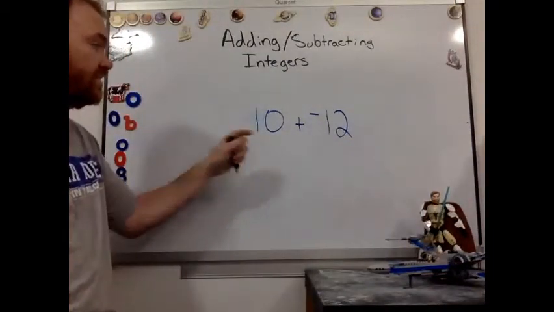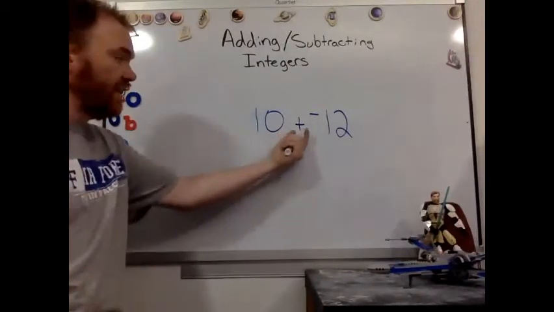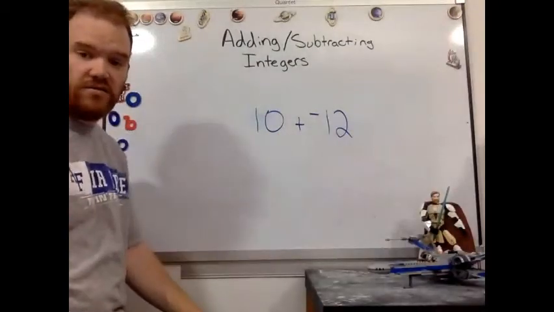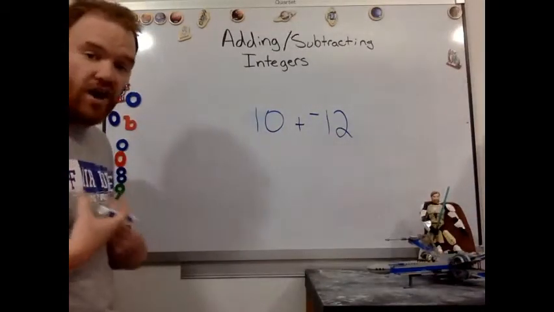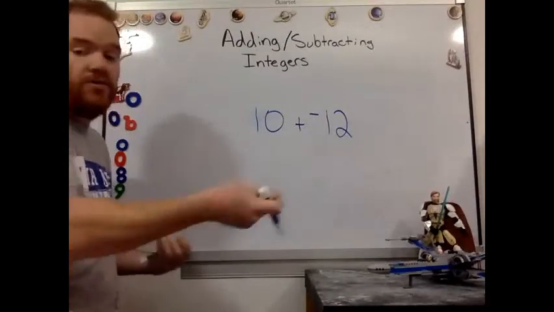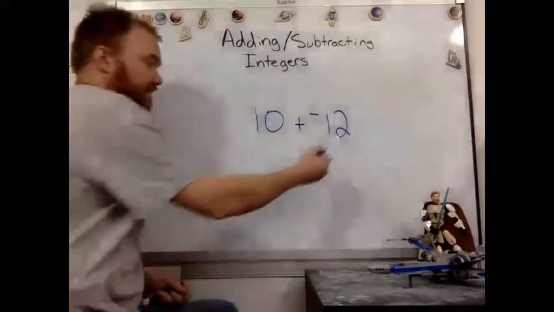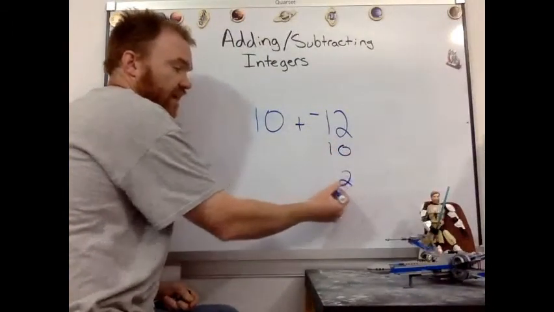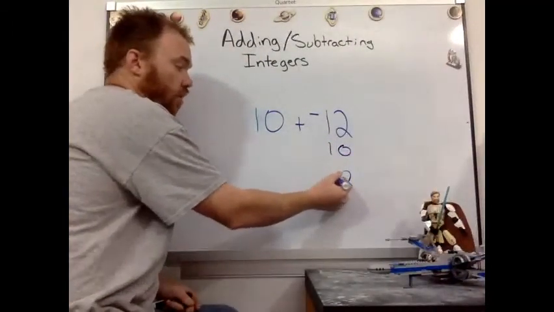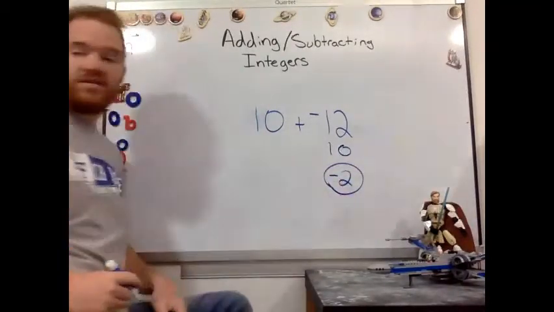In this sentence, I could look at it as, let's say I have $10 and then I owe somebody $12. Well, if I owe somebody $12 and I already have 10, I'm going to go ahead and give them my $10, right? So once I give them my $10, I have $2 left that I still owe them, right? So negative 2 ends up being my answer.